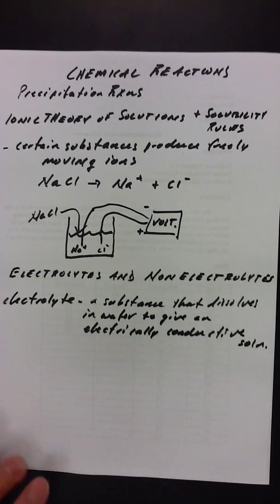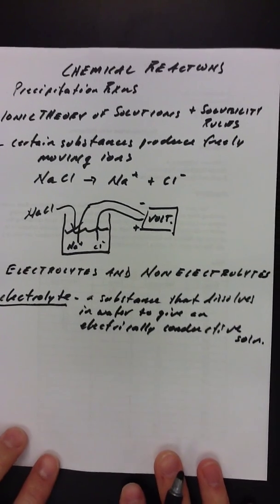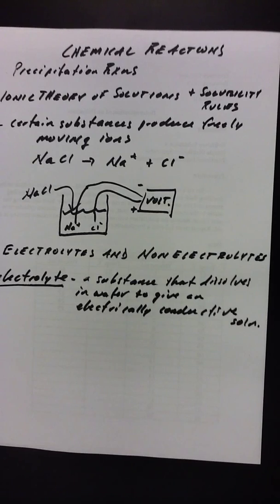So for instance, when we drop sodium chloride into water, this is classified as an electrolyte because the amount of current which was able to flow increased. Right? So the resistance decreased because we added an electrolyte into the solution. And again, that electrolyte is something that causes the solution to be electrically conductive.